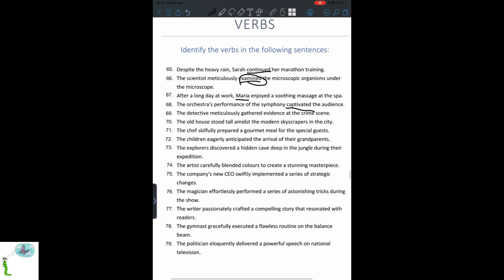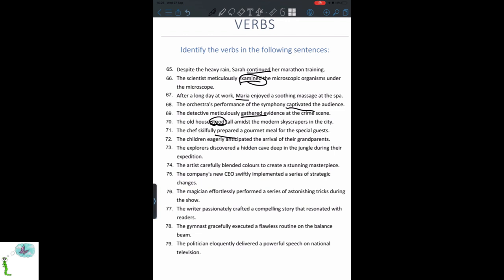Detective meticulously gathered evidence at the crime scene. The only thing being done is gathering evidence. Meticulously is describing the verb, so that's the adverb, right? The old house stood tall amongst, you can already see, it's standing tall, right? It's stood. The chef skillfully prepared gourmet, there you go, it's prepared meals for the special guests.